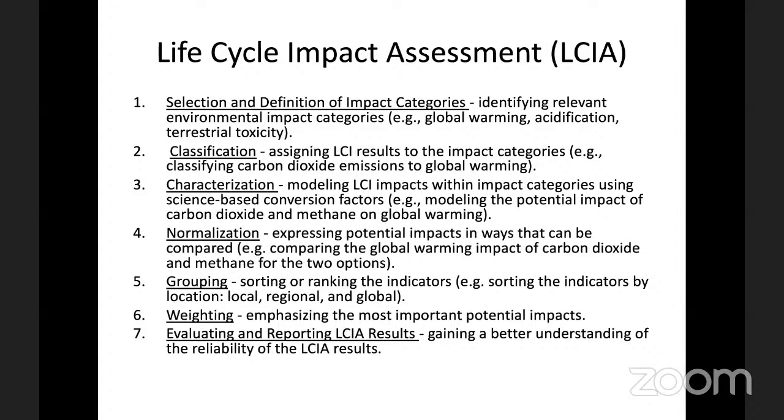Classification, which involves assigning LCI results to the impact categories. Characterization involves modeling LCI impacts within impact categories using science-based conversion factors. And this is where I mentioned that things can change. Normalization is expressing the potential impacts in ways that can be compared. This is also a very important part of life cycle impact assessment. You have to then do grouping in terms of sorting or ranking the indicators by local, regional, global, and weighting, which emphasizes the most important potential impacts. And finally, you have evaluating and reporting the life cycle impact assessment results.